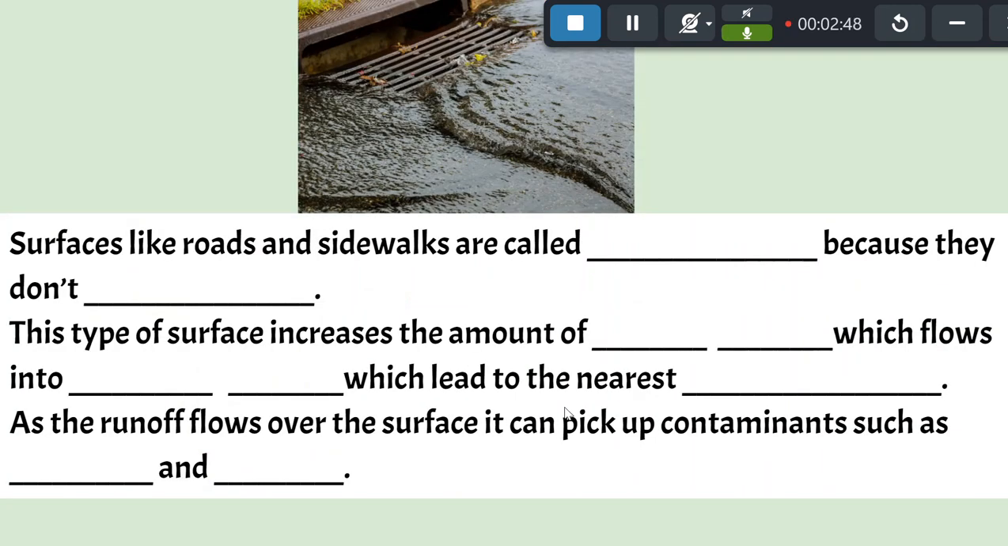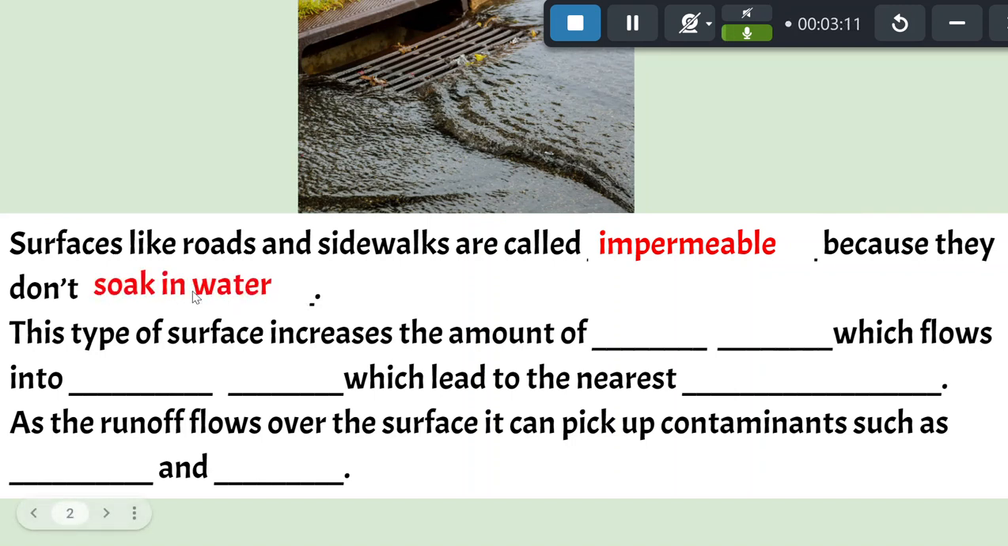All right. So these are some review questions from earlier in the year. Think about finishing these phrases. Surfaces like roads and sidewalks are called blank because they don't blank. So hopefully this picture is going to remind you of the types of words we're looking for. Roads and sidewalks are impermeable. They don't allow water to soak in, and so that water is just going to run right off of them, oftentimes into a storm drain like in this image.